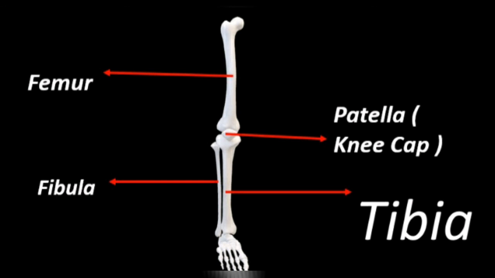So this will give you a better explanation of the leg. The first bone is femur. This is the thigh bone and there is a very important point. This is the longest bone in the body. Then comes the patella which is also known as the kneecap. The next 2 bones are fibula and tibia.